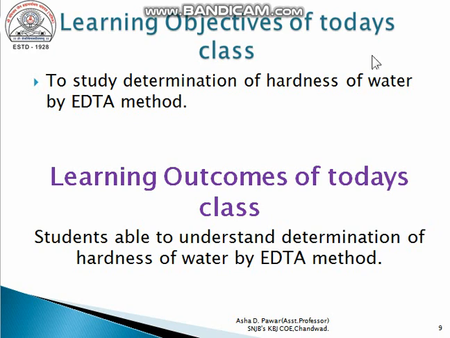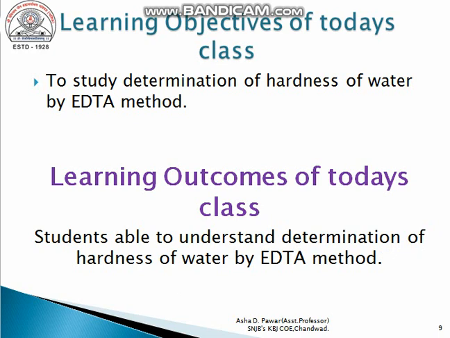Students, in the last lecture we learned what is hardness, types of hardness, and units of hardness. In today's lecture we learn hardness estimation by the EDTA method. The learning objective of today's class is to study the determination of hardness of water by the EDTA method, and the learning outcome of today's session is that students are able to understand determination of hardness of water by the EDTA method.